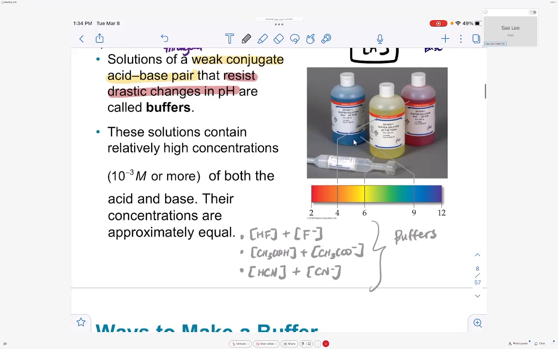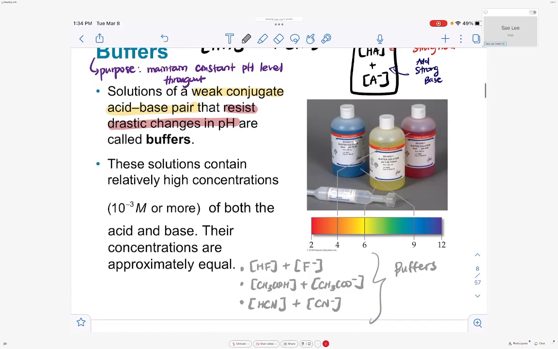Okay. Real-life examples of buffer solutions are human blood and seawater. Human blood is a very complex buffer solution that maintains pH around 7.4, and seawater is also a buffer solution that maintains pH around 8.1 to 8.3. Without being buffered, these solutions would fluctuate in pH and cause serious problems to human health and the living organisms in the seawater.